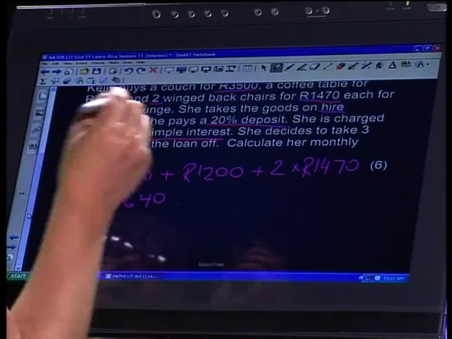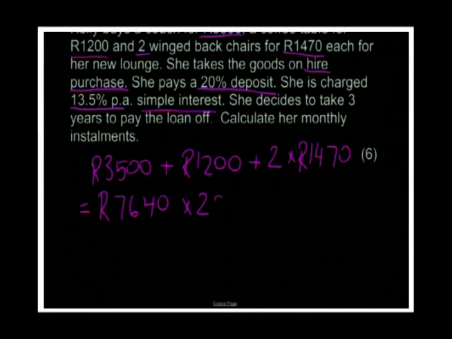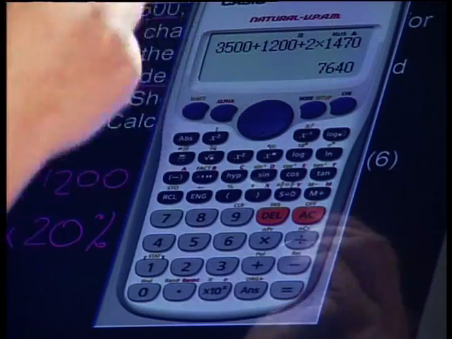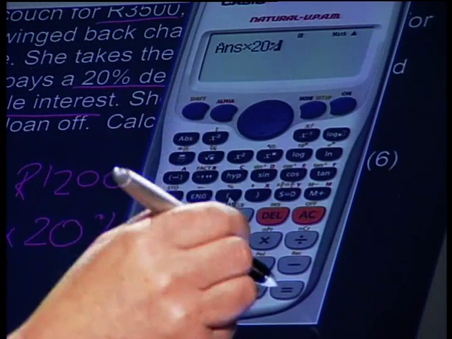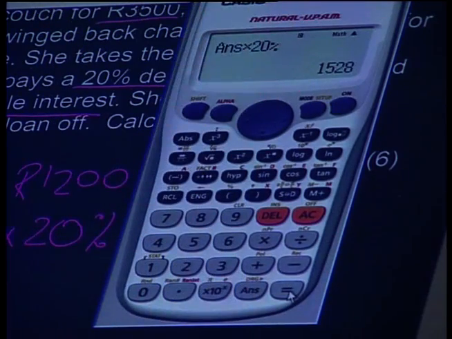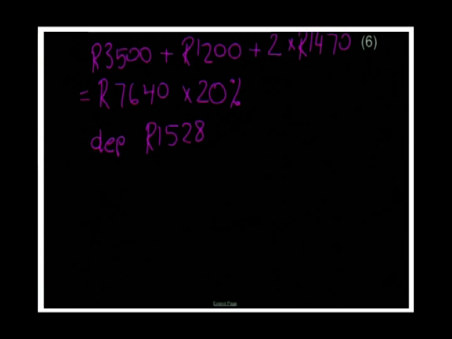She pays a deposit. So how much deposit did she pay? She paid a 20% deposit. So let's calculate what her deposit was. So we're going to take that and times it by 20%. On my calculator, I've already got my answer. So times that by 20. And we see that she pays 1,528 Rand deposit. Her deposit was 1,528 Rand. That's what she paid in deposit.